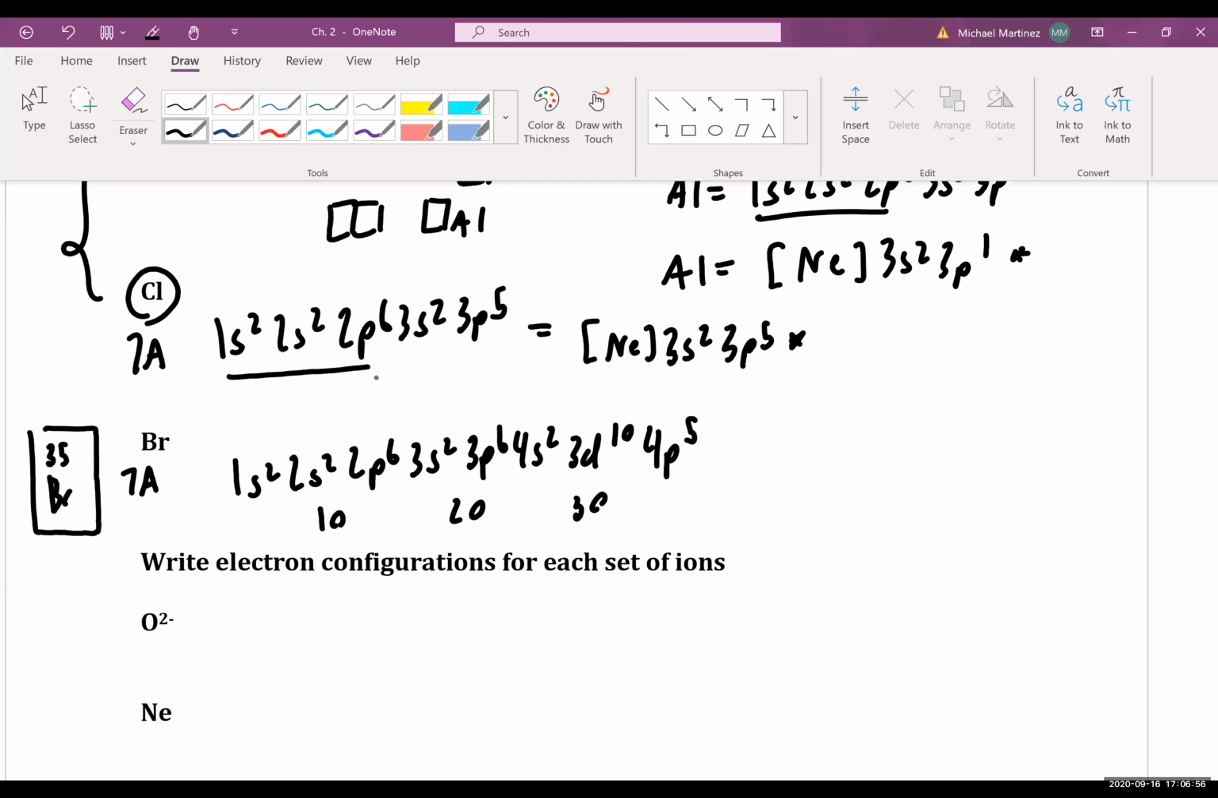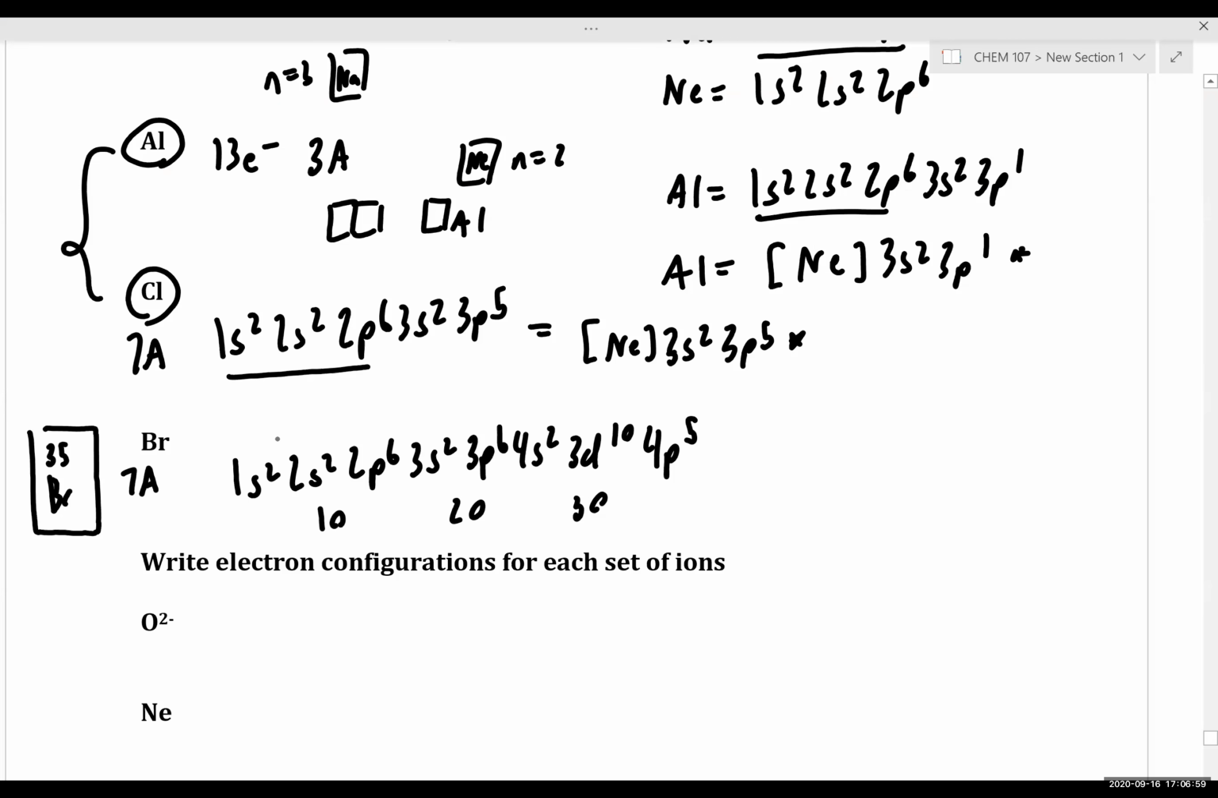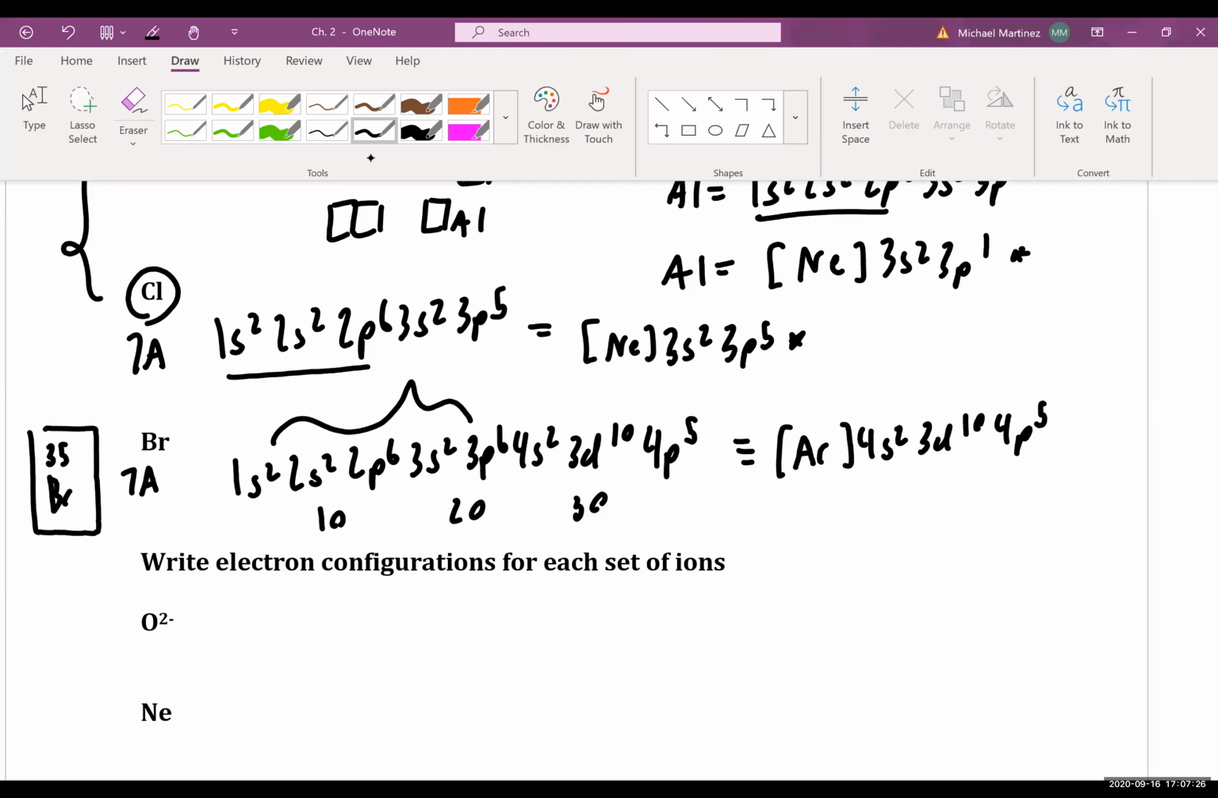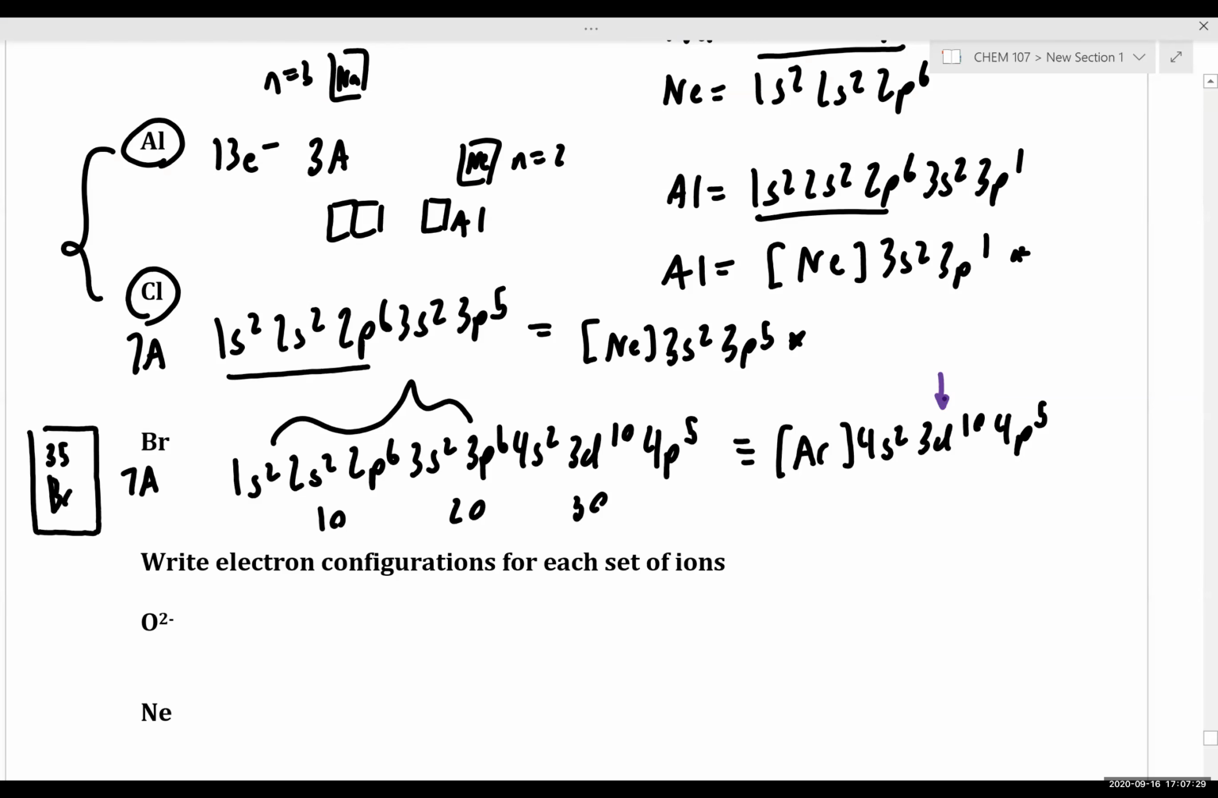Now, if you wanted to write this as an abbreviated configuration, we can summarize these initial core electrons using the configuration of the preceding noble gas. So this could also be written as argon 4s2 3d10 4p5. Now there are a few things to note here. First, you cannot include these 3d electrons in argon's noble gas configuration, because the 3d orbital is filled after argon.